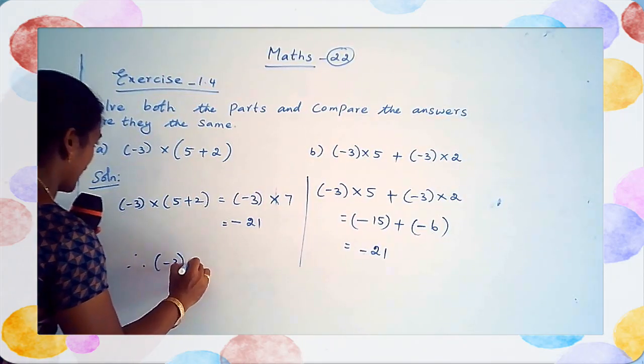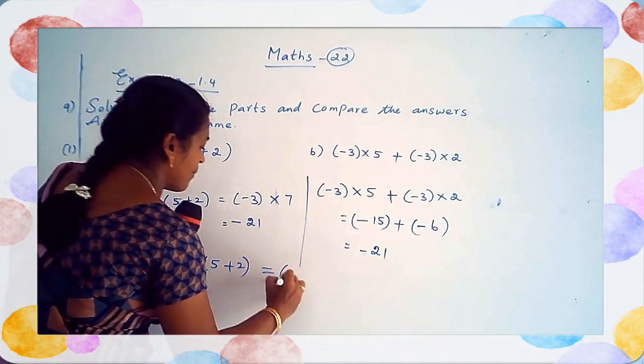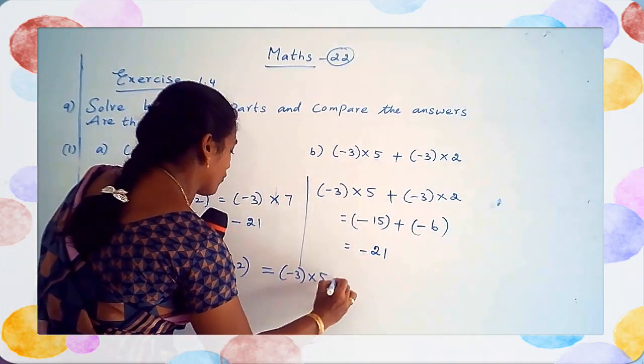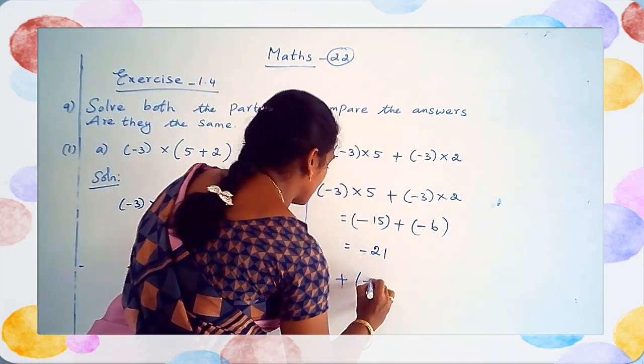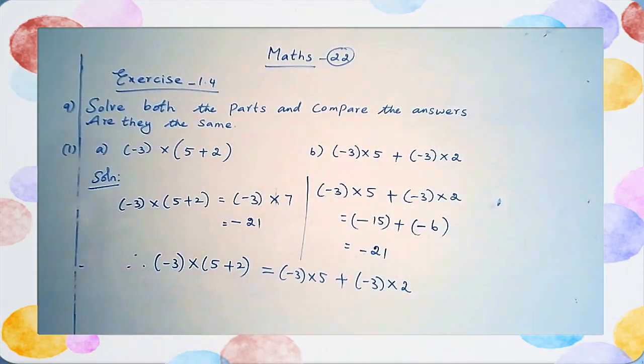Therefore minus 3 into 5 plus 2 is equal to minus 3 into 5 plus minus 3 into 2. Okay, children? Clear? Now write it in the classwork note. All of you take your classwork note and write today's day and date. Write the heading exercise 1.4, ninth question. Write it.